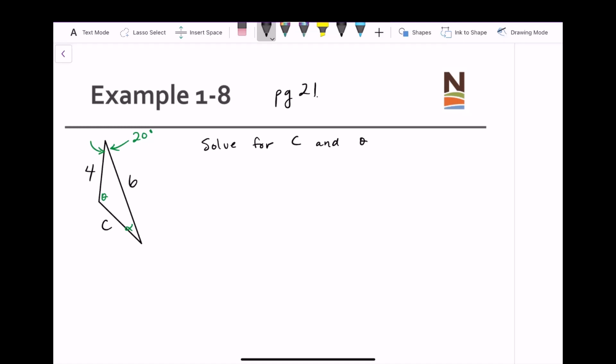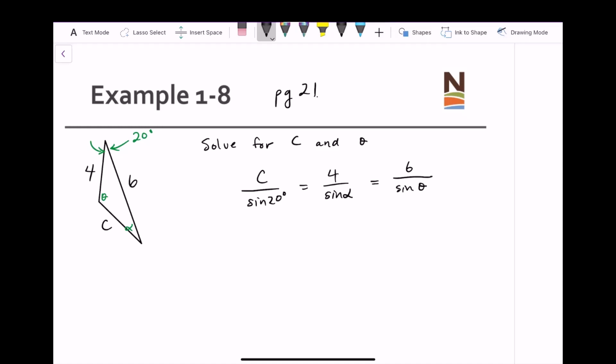So we see that it's a non-right angle triangle. So immediately we think, okay, we have to use either the sine law or the cosine law. So I always start by looking at how we can use the sine law. If we were to write out the equation, we would do something like this. C over sine 20 degrees is equal to 4 over sine alpha is equal to 6 over sine theta.